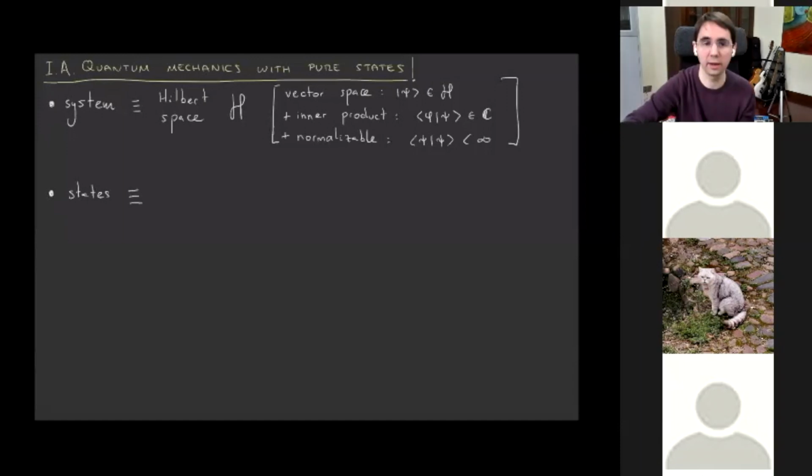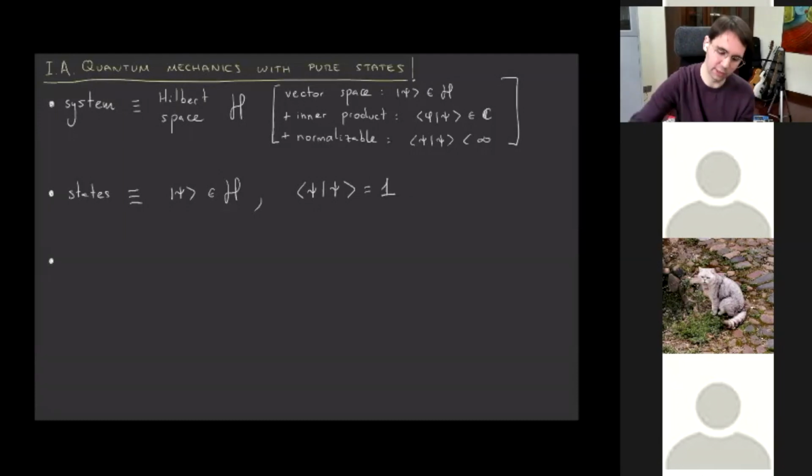Now, how do we describe states? In quantum mechanics, the state of the system is specified by a vector in the Hilbert space, but not just any vector, but a vector that has unit norm. So we have to normalize the states to one, and you will see why in a second.